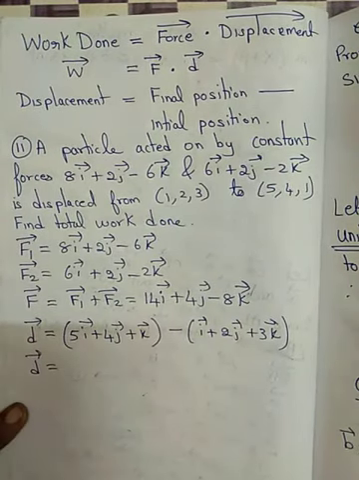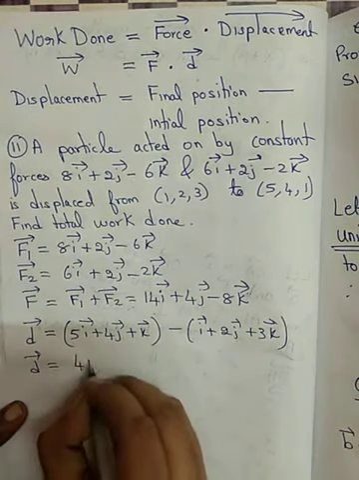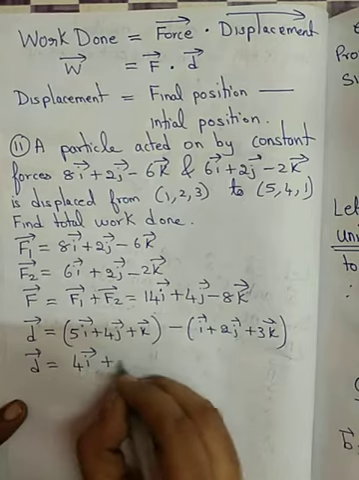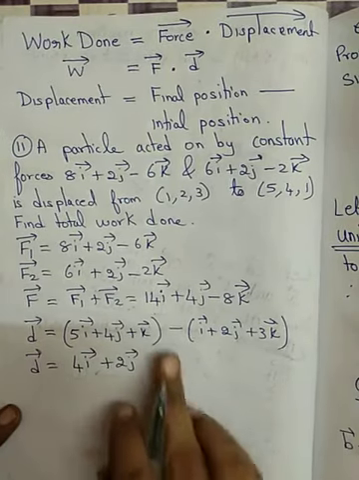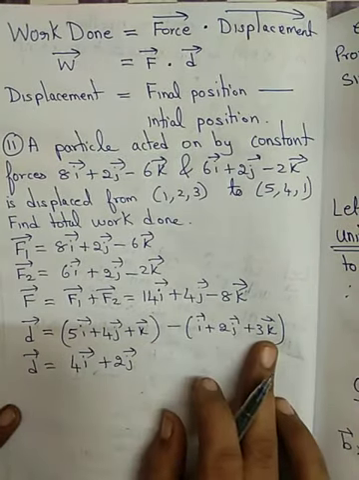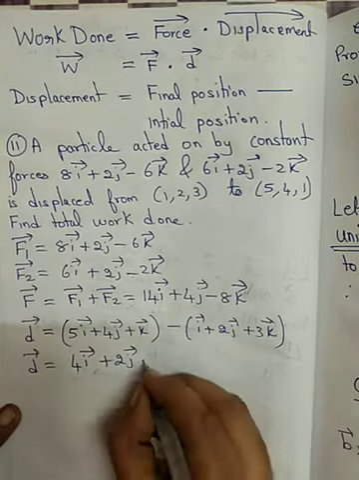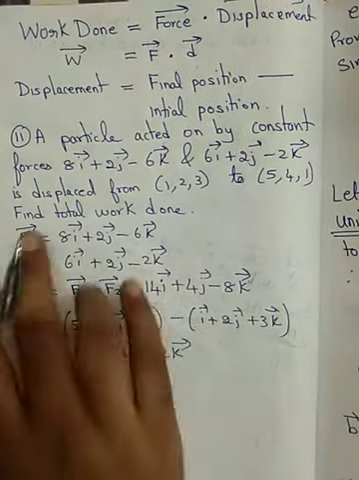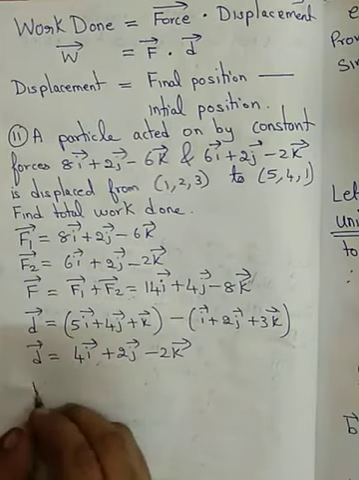5I minus I will have 4I. Similarly, 4J minus 2J, I will have 2J vector. Next, K minus 3K, I will have minus 2K vector. So I got displacement. Now they are asking you to find out work done.